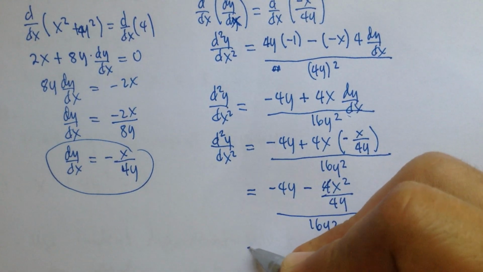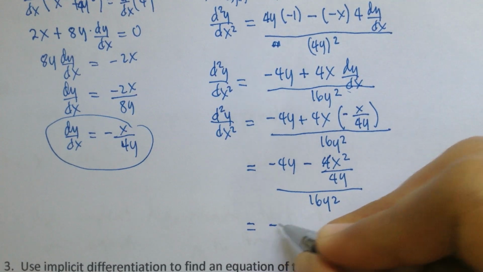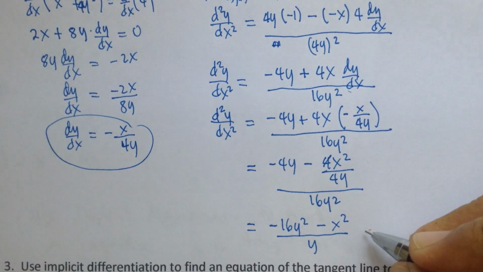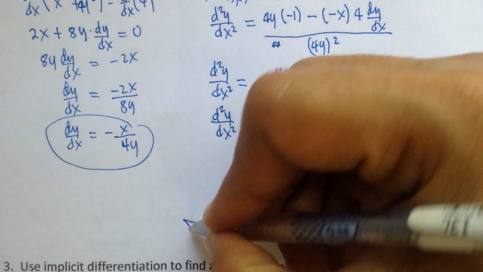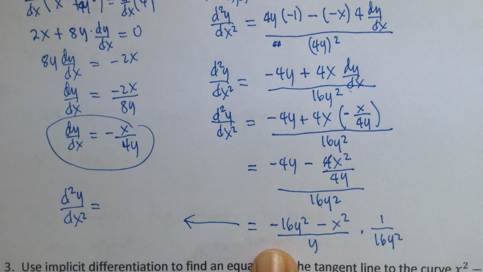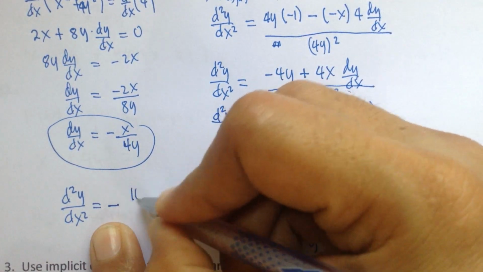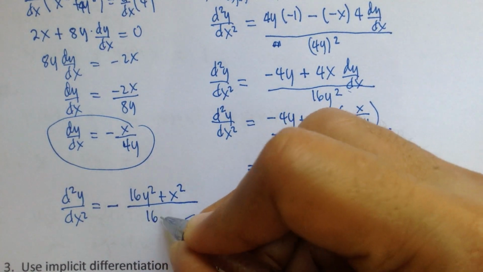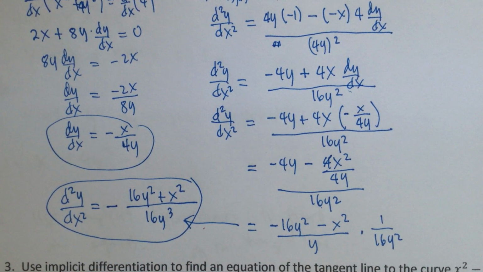Which is now equal to, combine this as a single fraction, so this is minus 16y squared minus x squared over y times the reciprocal of this. So this means that your d squared y dx squared is equal to minus, we can choose to put the negative here as a common sign, then 16y squared plus x squared over y times 16y squared, which is 16y cubed. Which is our second derivative of y with respect to x.